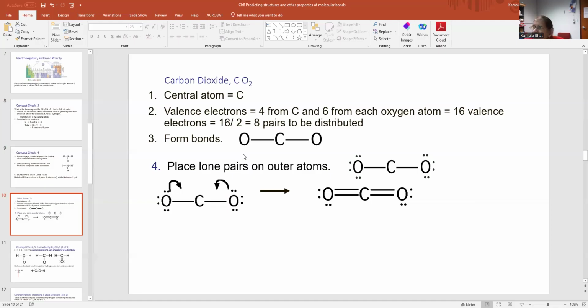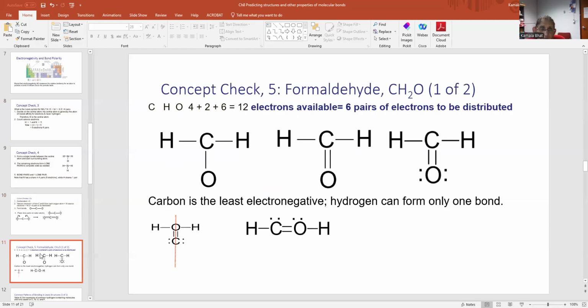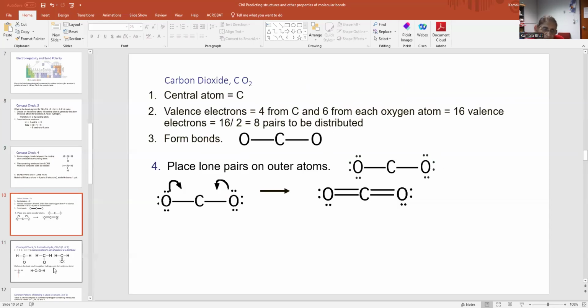The bond order is 2, because there is only 1 type of bond, and there are 2 double bonds, divided by 1 type of bond. And so you have the bond order 2. And the bond angle over here, because the structure is linear, is 180.